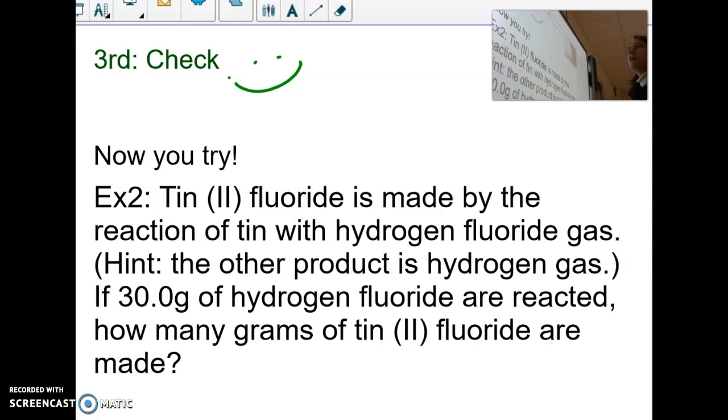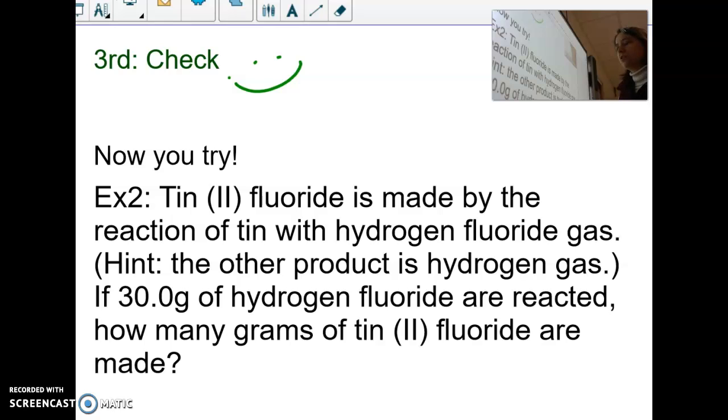We'll get it back there. Tin 2-fluoride is made by the reaction of tin with hydrogen fluoride gas. Hint, the other product is hydrogen gas. If 30 grams of hydrogen fluoride are reacted, how many grams of tin 2-fluoride are made? So you'll want to write down the problem. I know it's a long one, sorry.